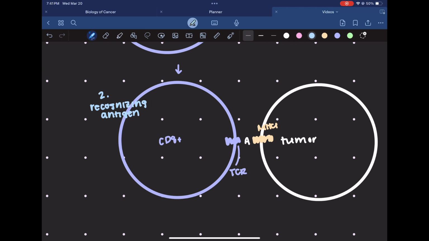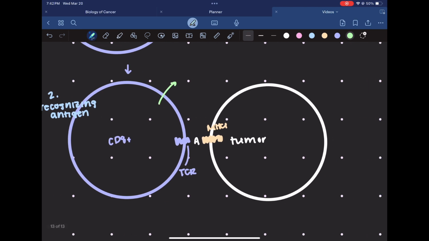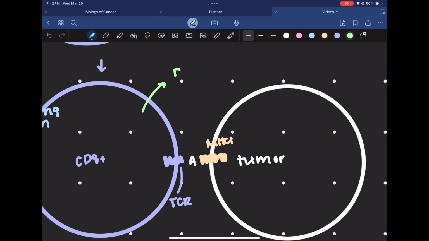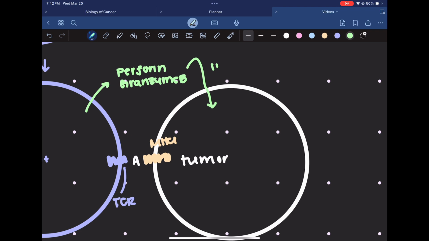And it's going to use two different methods to do this. The first is that we're going to release some compounds outside of the cell. These are going to be perforin and granzyme B. We won't go into detail about kind of what these do, but they're essentially going to trigger intrinsic apoptosis or cell death pathways.